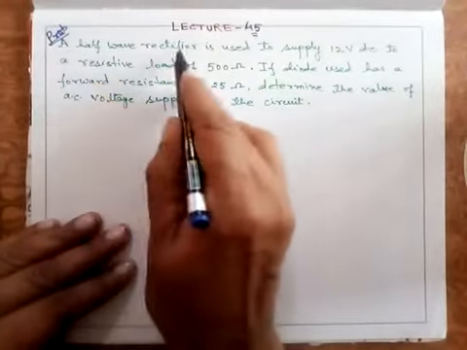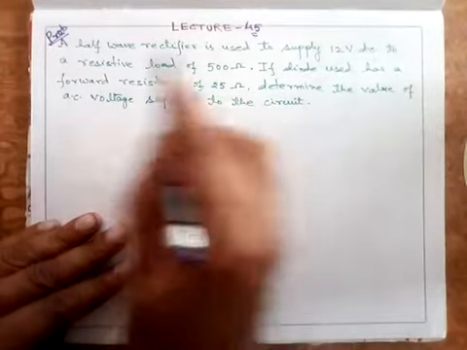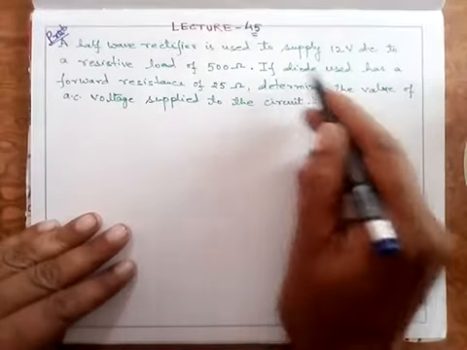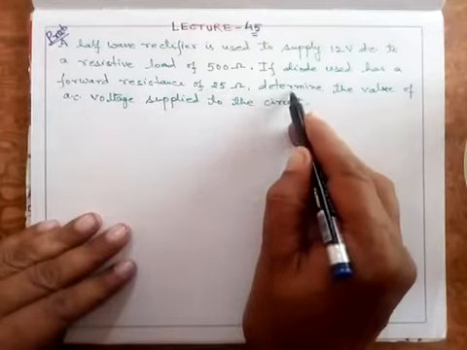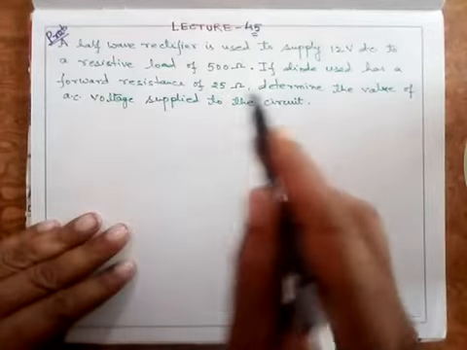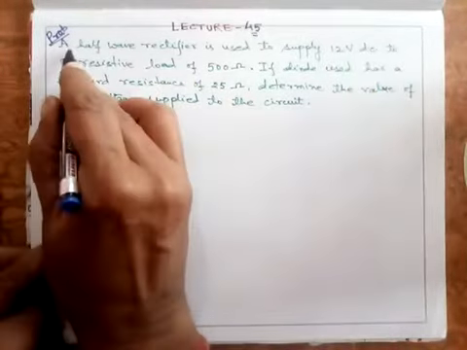A half-wave rectifier is used to supply 12 volt DC to a resistive load of 500 ohm. If the diode used has a forward resistance of 25 ohm, determine the value of AC voltage supplied to the circuit. So it is a half-wave rectifier.